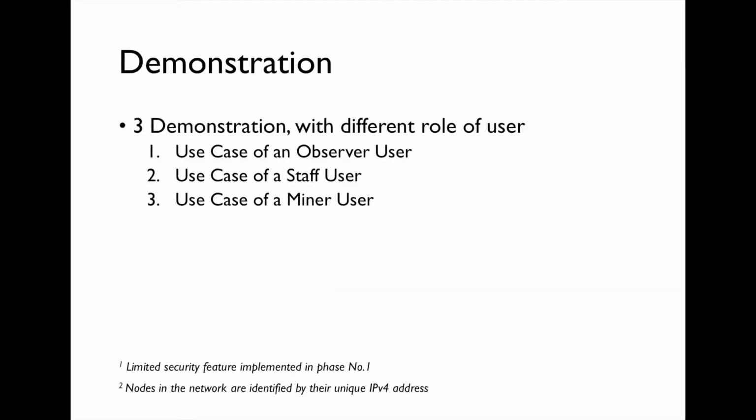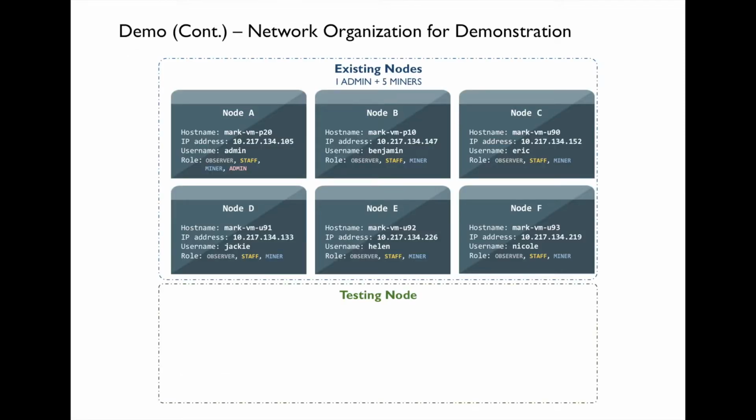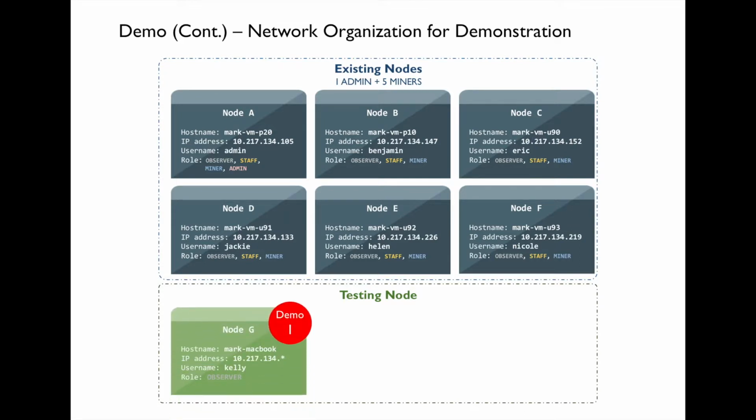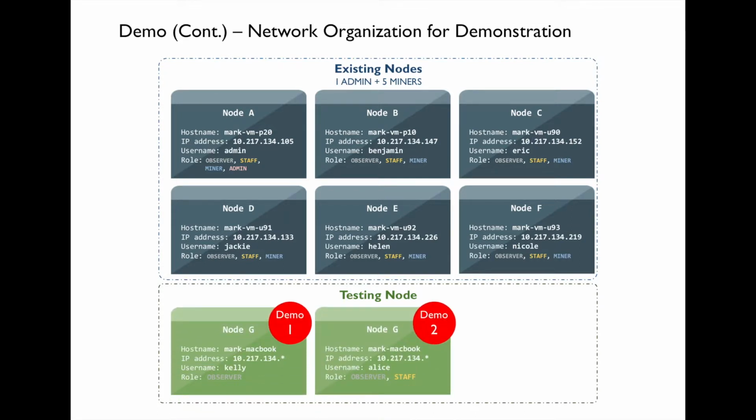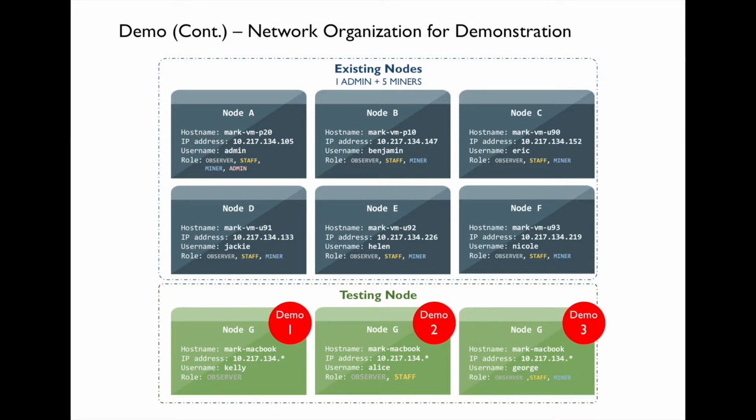Before we end this video, we will show you 3 short demonstrations to simulate typical operations designed for 3 user groups: observers, staffs, and miners. The demonstration is recorded on a real machine within a real network. The network is set within the I2R intranet, and each peer node is identified by their hostname and IPv4 address. Besides the machine we do the demonstration on, we also predefined 6 peer nodes to be active and running in the network. Among the 6 nodes, there's 1 admin node, and 5 others are all mining nodes.